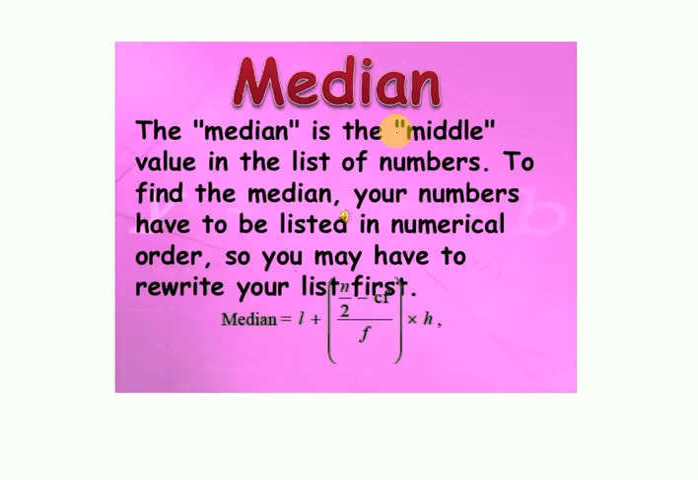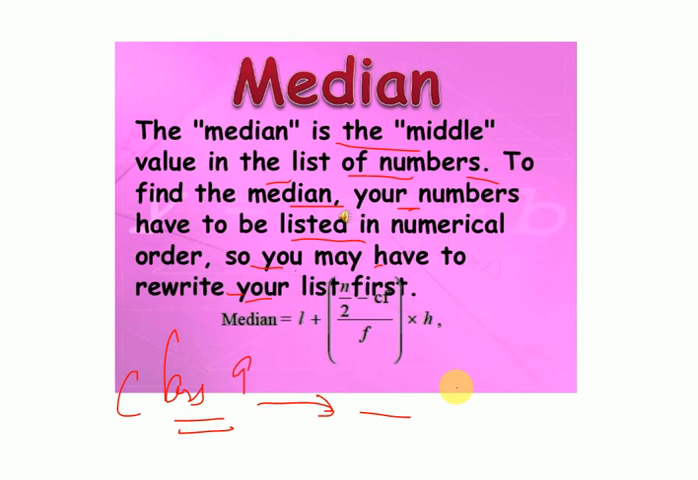Now median is the middle value in the list of numbers. To find the median, your numbers have to be listed in numerical order, so you have to rewrite your list first. We have already done the median in class 9 also, and it means the middlemost value, right? But here we are talking about grouped data. In 9th class we did it for ungrouped data, so there is a difference.